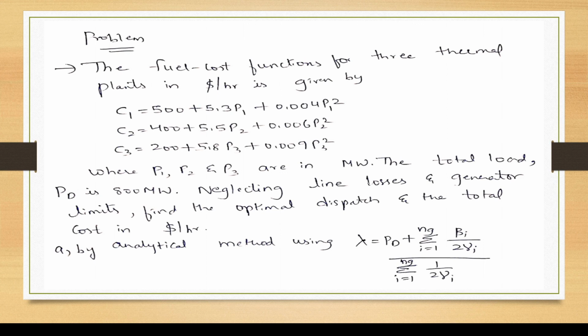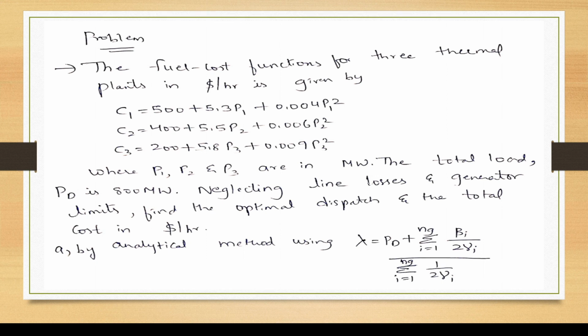The fuel cost functions for three thermal plants in dollar per hour is given by. Here I am writing the unit as dollar per hour. Earlier, when I spoke about the input output curves, we saw the unit as rupees per hour. So we can take dollar in place of rupees also. According to our numerical, we are taking dollar per hour.